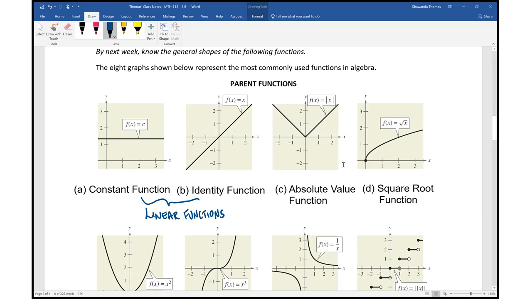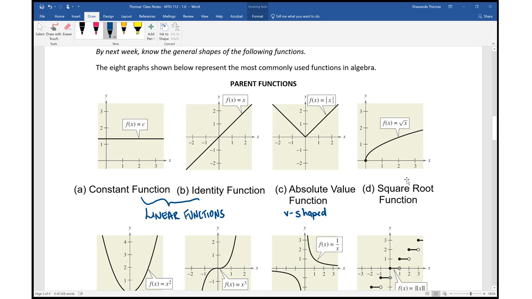The next parent function I would like you to memorize the shape of is the absolute value function. What does it look like to you? You probably want to write those features down so that it'll help you memorize the shapes. So this is like a V shape, right? So the absolute value is V shaped. Absolute value has those little vertical bars surrounding the x. So that's the absolute value symbol.